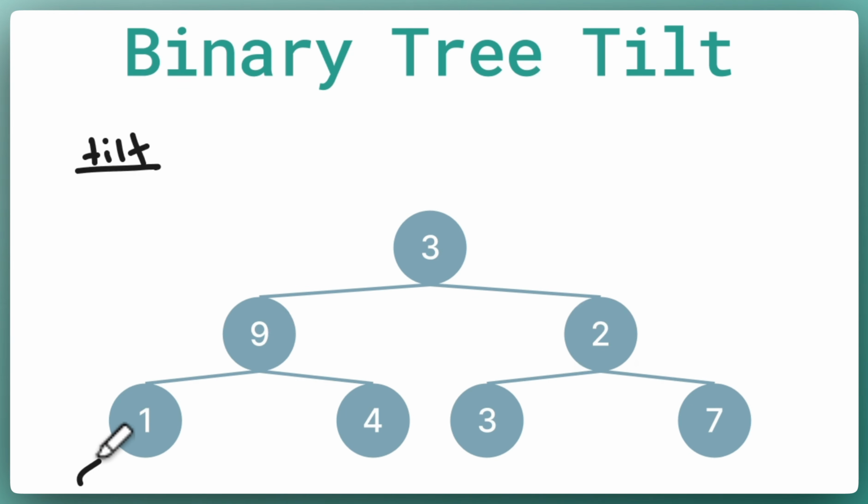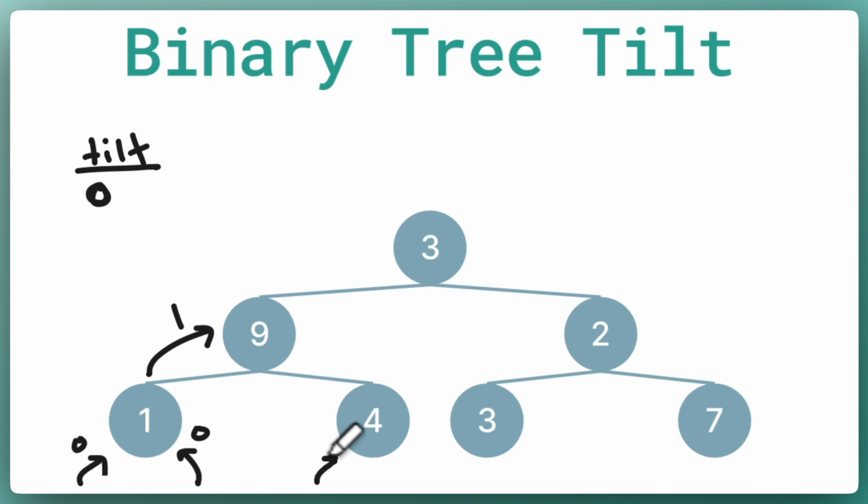Well, its left and right subtrees have sums of 0. So 0 minus 0 is 0. So at this node, the tilt is 0, and we can store that in this variable here. Now when that's done, what do we need to return to its parent, to our parent, so it can calculate its tilt? Well, we need to return the sum of this entire subtree. So this is going to return a 1.